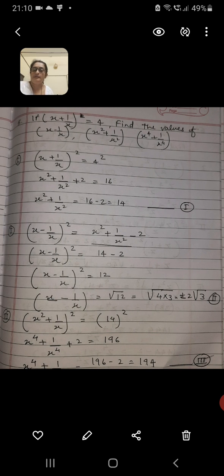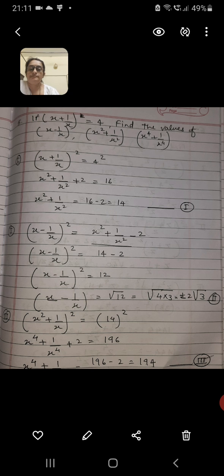Now in the next question we are going to use the last two formulas, that is 13 and 14. First, x plus 1 upon x value is given as 4. Find the value of x minus 1 upon x, x square plus 1 upon x square, and x raised to 4 plus 1 upon x raised to 4.